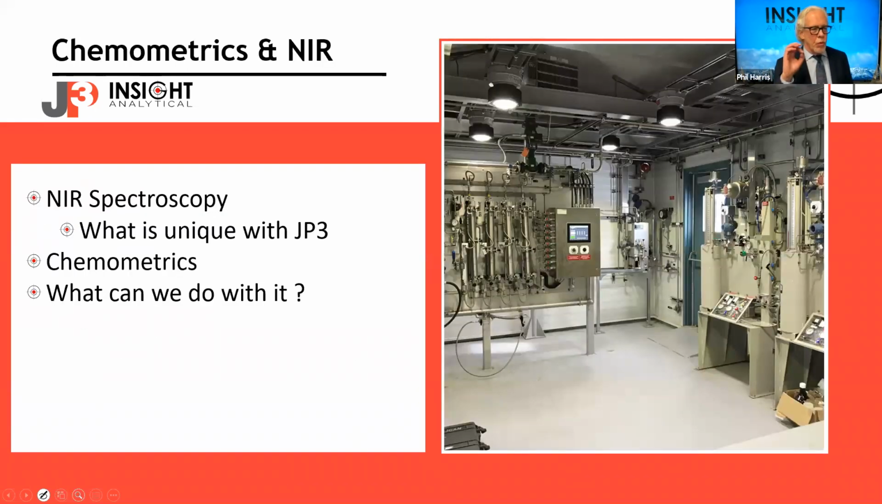So we're going to talk a little bit about the spectroscopy side, because I think it's important to understand what's different about the JP3 technology, the type of spectrometer they use, and how it's implemented. And then we're going to talk about chemometrics and what we can do with it. And we're going to run through, certainly if you are an experienced chemometrician, actually, Chelsea, maybe let's put up that first poll.